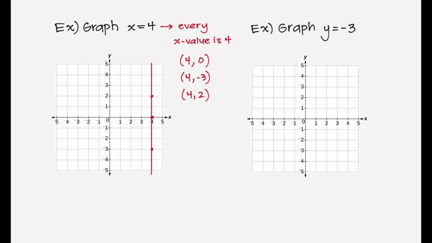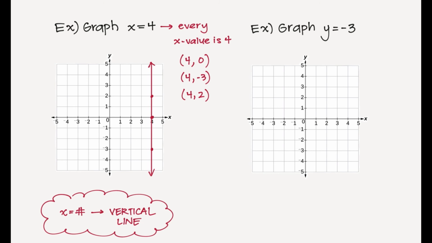So the key here for you to remember is that if you ever have an equation that says x is equal to some number, it's going to be a vertical line crossing the x-axis at that number. All right, now we have y is equal to -3. Again, notice there is not an x value. But if the slope had been 0, then that would have gotten rid of the x value. So I'm picturing a line that has the slope of 0, which would be a flat line. In this case, all of the points have the same y value of -3.